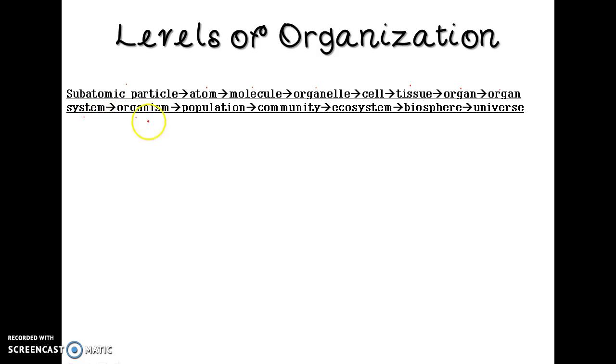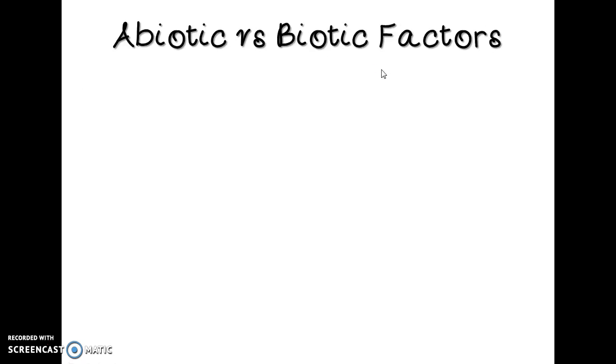Individual organisms together in a group create a population, and remember, these have to be the same organisms. Now, different populations come together to create communities, and all things, living and non-living, everything together comes together to create an ecosystem or a biome. The Earth is our biosphere, and our biosphere is held within the universe, which is the largest one. I want you to go back quickly and circle the word cell, because this is our smallest living form of life. All right, so now we're going to switch gears and talk about abiotic versus biotic factors.